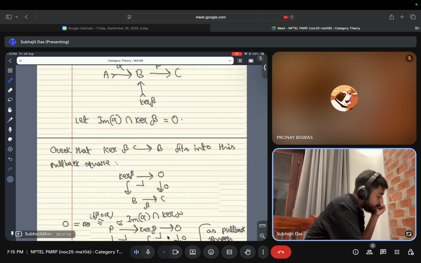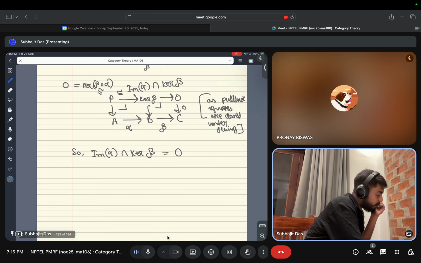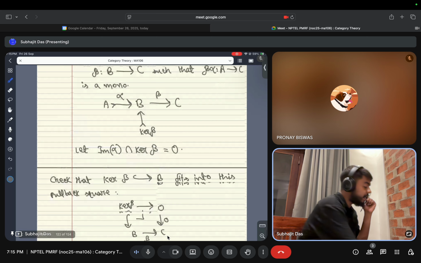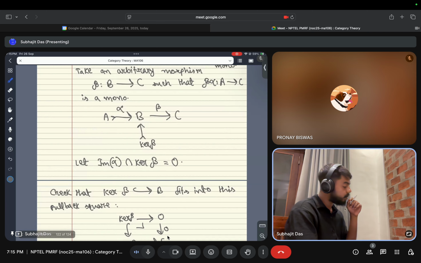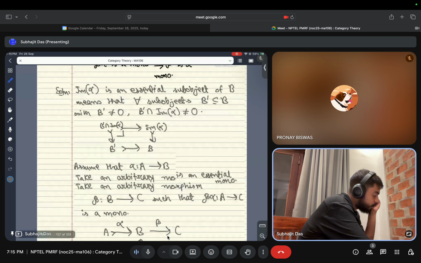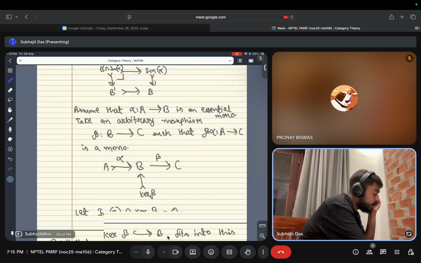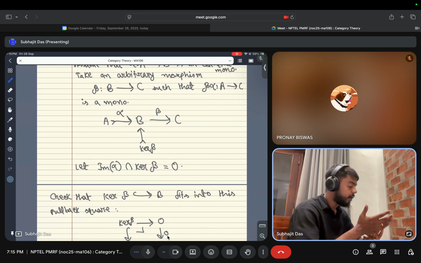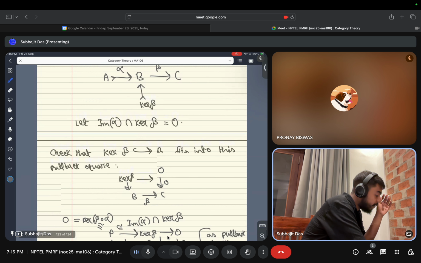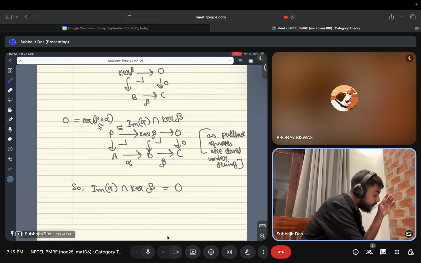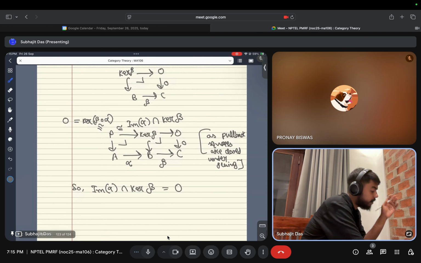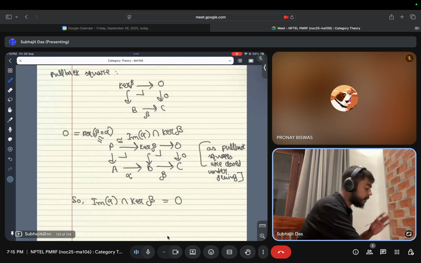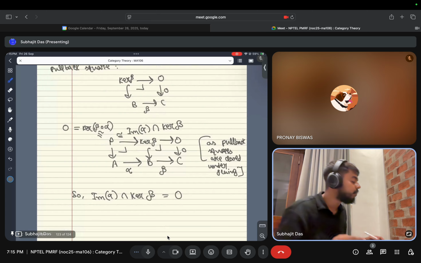I want to show that beta is a mono, right? I want to show the kernel of beta is 0. What I'm saying is that's apparent, right? Because alpha is essential. We have assumed alpha is an essential mono. So image of alpha intersection kernel of beta, if it is 0, then that implies kernel of beta is 0, right? Okay, now I get the point. Sorry for the confusion. We are on the right track. I just got confused midway.